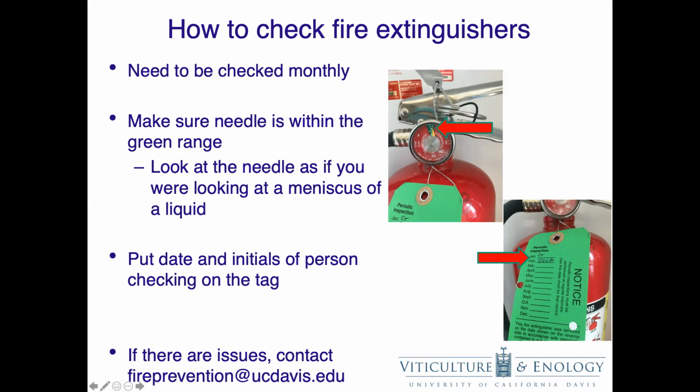As I said earlier, these fire extinguishers need to be checked monthly. So how do you check these fire extinguishers? Make sure the needle is within the green range. Look at the needle as if you were looking at a meniscus of liquid. Once you have checked the gauge, put the date and the initials of the person checking on the tag. If there are any issues, contact Fire Prevention Services at fireprevention@ucdavis.edu.